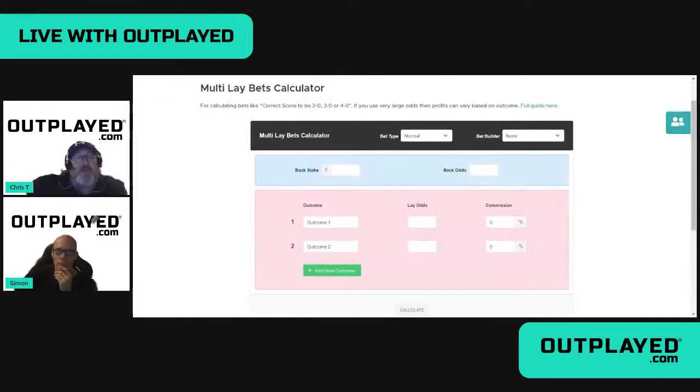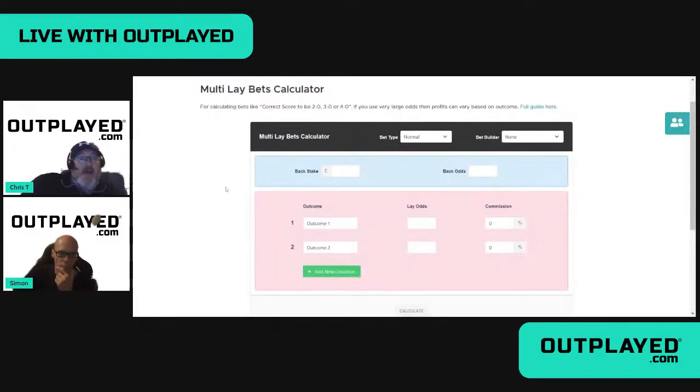This is where we get a lot of confusion from people about when to use the multi lay bet calculator. It's basically if there's more than one outcome from your back bet that it's looking at. Most of them would be things like a correct score, so it might be something like Liverpool to win 1-0, 2-0, or 3-0. This is where we'd have to look at using this calculator, because there's 3 permutations that could happen with that game.